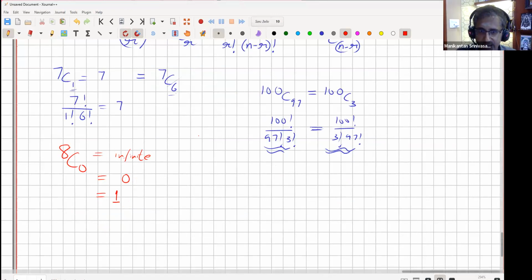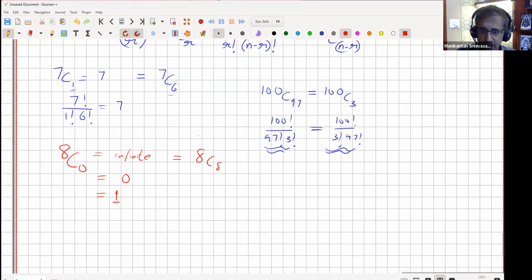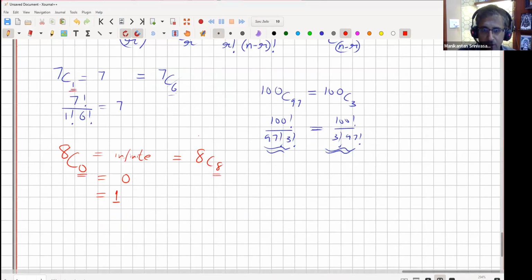And this is exactly same as 8 choose 8, right? The bottom 2 numbers add up to the same quantity at the top. 1 and 6 add up to 7. 97 and 3 add up to 100, right? 0 and 8 add up to 8, right? So 8 choose 8 will be same as 8 choose 0.